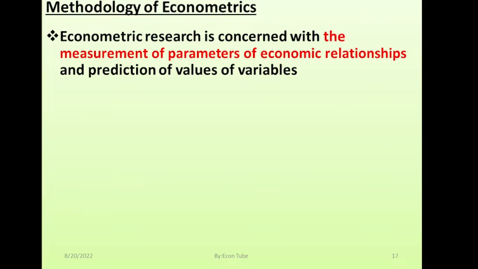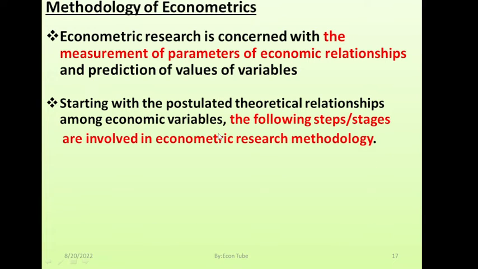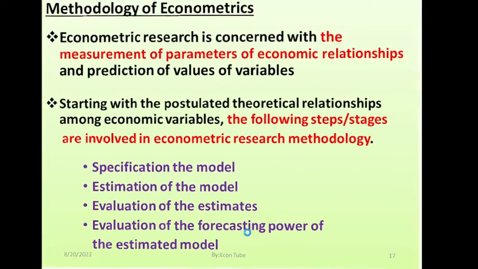What are the methodologies of econometrics? Econometrics is concerned with the measurement of parameters of economic relationships and the prediction of values of variables. Starting with a postulated theoretical relationship among economic variables, the following steps or stages are involved in economic research methodology. Generally: specification of the model, estimation of the model, evaluation of estimates, and evaluation of the forecasting power of the estimated model.